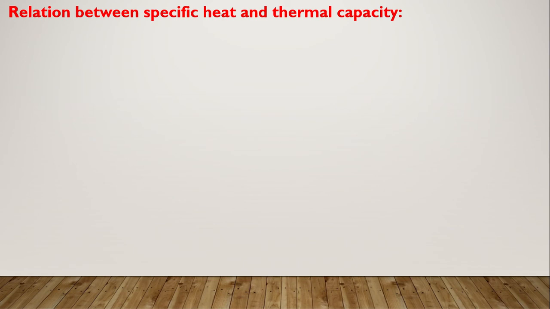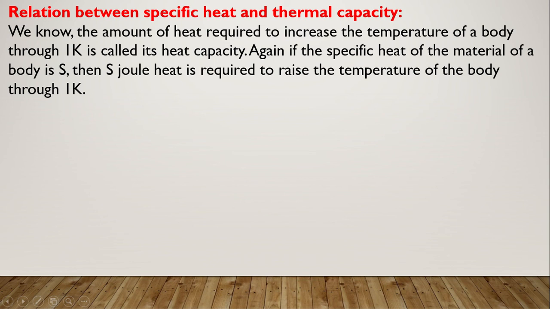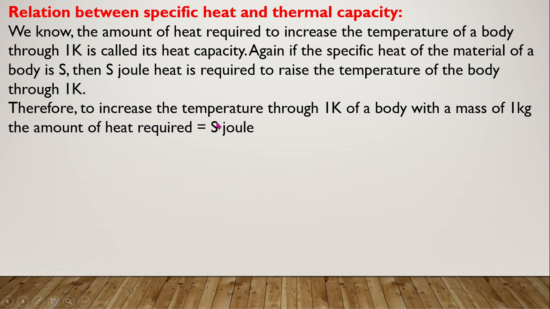Now we will discuss the relation between specific heat and thermal capacity or heat capacity. Thermal and heat is the same. We know the amount of heat required to increase the temperature of a body through 1 Kelvin is called heat capacity or thermal capacity. Again, if the specific heat of the material of a body is S, then S joule heat is required to raise the temperature of the body through 1 Kelvin. Therefore, to increase the temperature through 1 Kelvin of a body with mass of 1 kg, the amount of heat required is S joule.